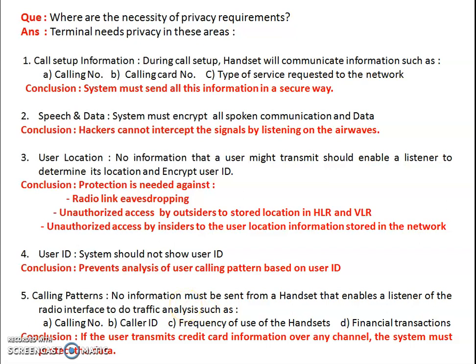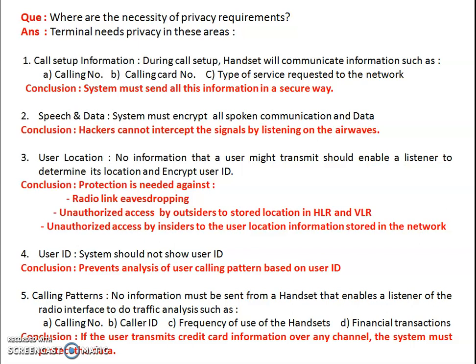The conclusion is that protection is needed against radio link eavesdropping, unauthorized access by outsiders to the location stored in the HLR and VLR, and unauthorized access by insiders to the user location information stored in the network. So user location is also important information that has to be secured.